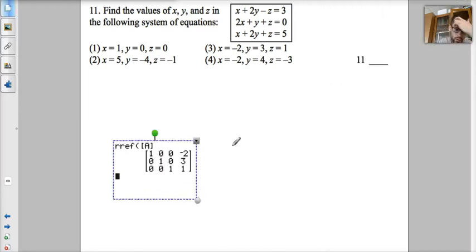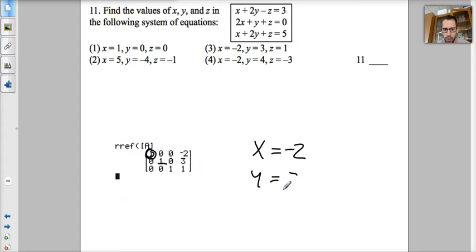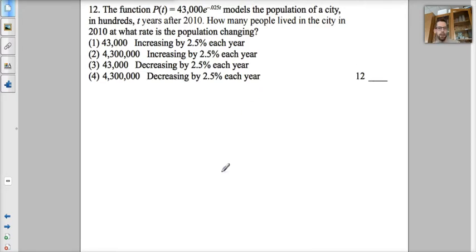So I know that this means, right, the one in the first value here was my x variable. So x equals negative 2. The second variable, y, is going to equal 3. So I can say y equals 3 and z equals 1. These are my answers. So that looks like answer choice number 3.